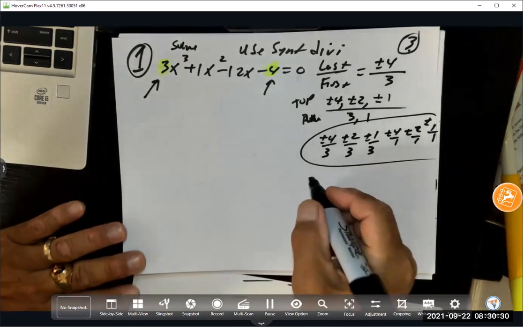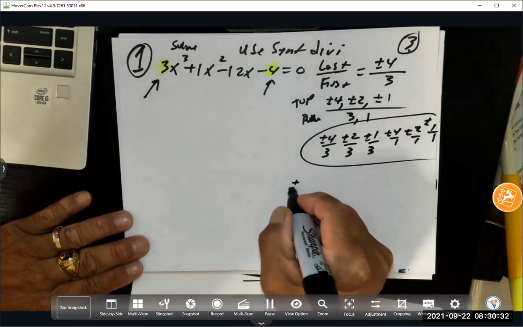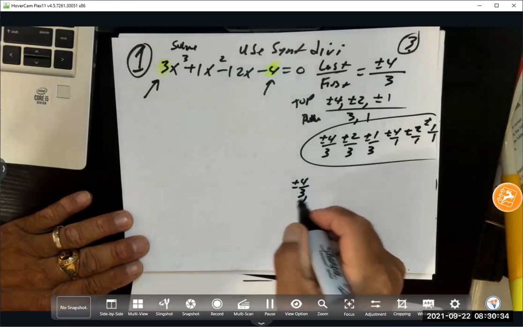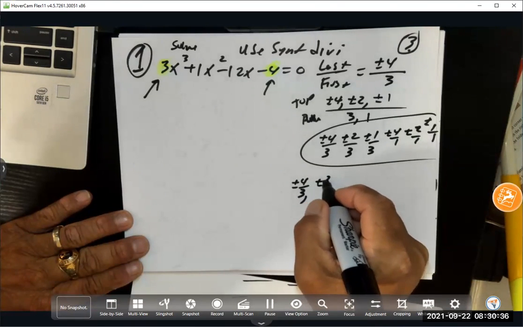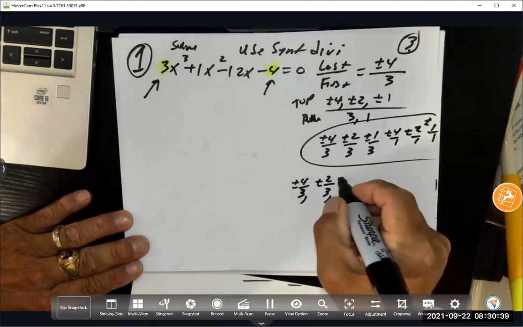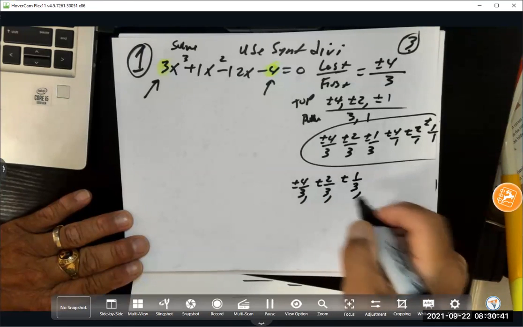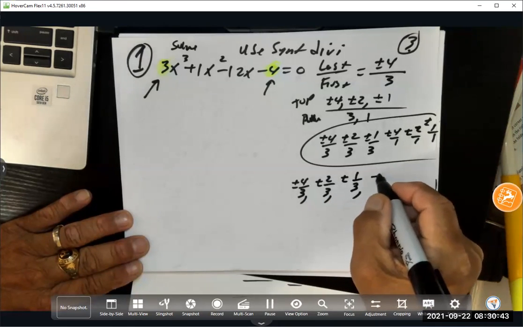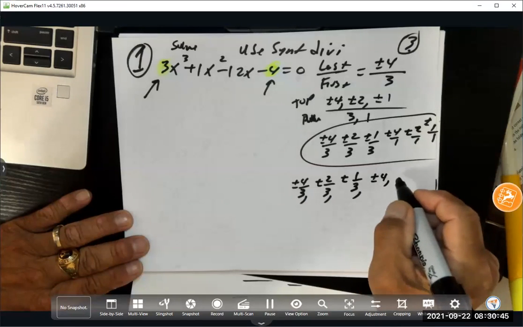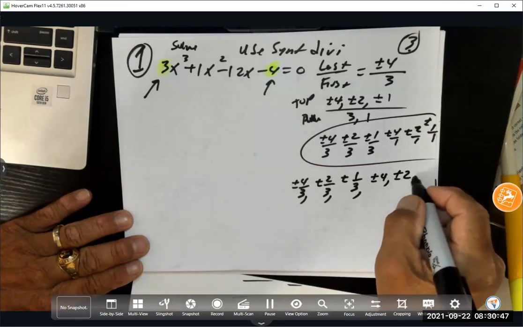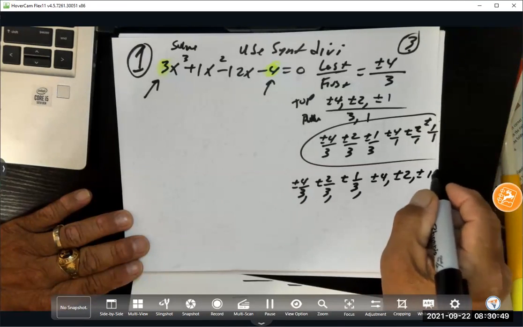So now reduce them if I can. This is plus or minus 4/3. There's nothing I can do, leave it alone. Plus or minus 2 over 3, leave it alone. Plus or minus 1 over 3, leave it alone. Plus or minus 4, that's just a regular 4. Plus or minus 2, that's just a regular 2. And plus or minus 1 is just a regular 1.